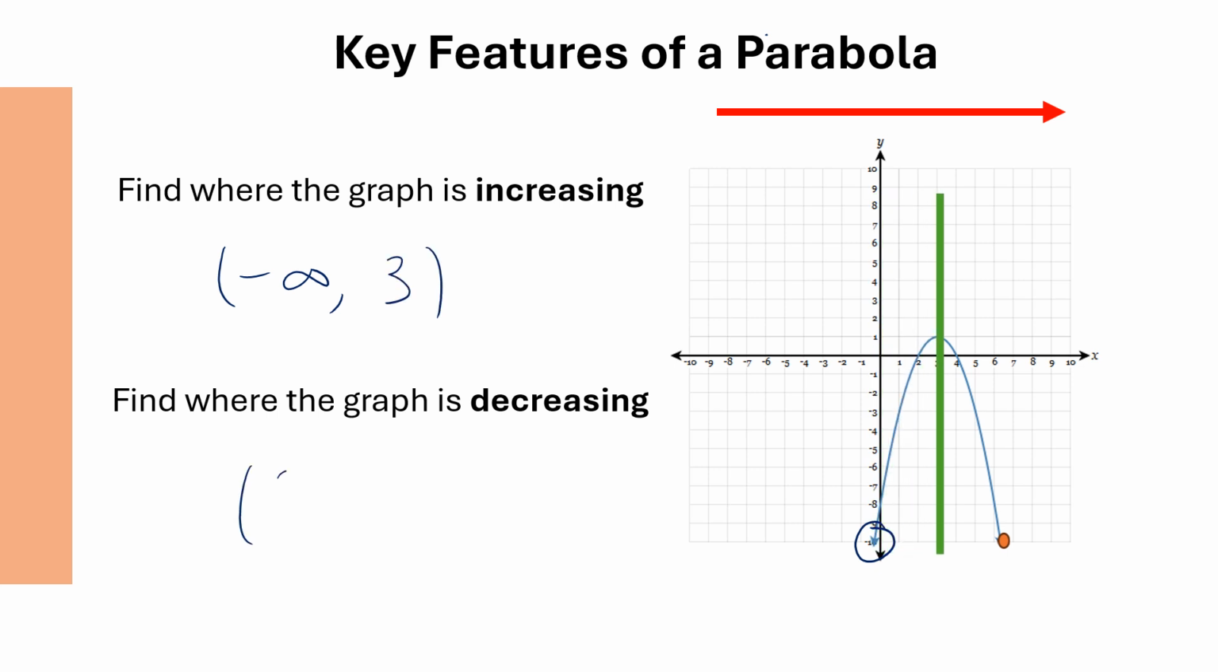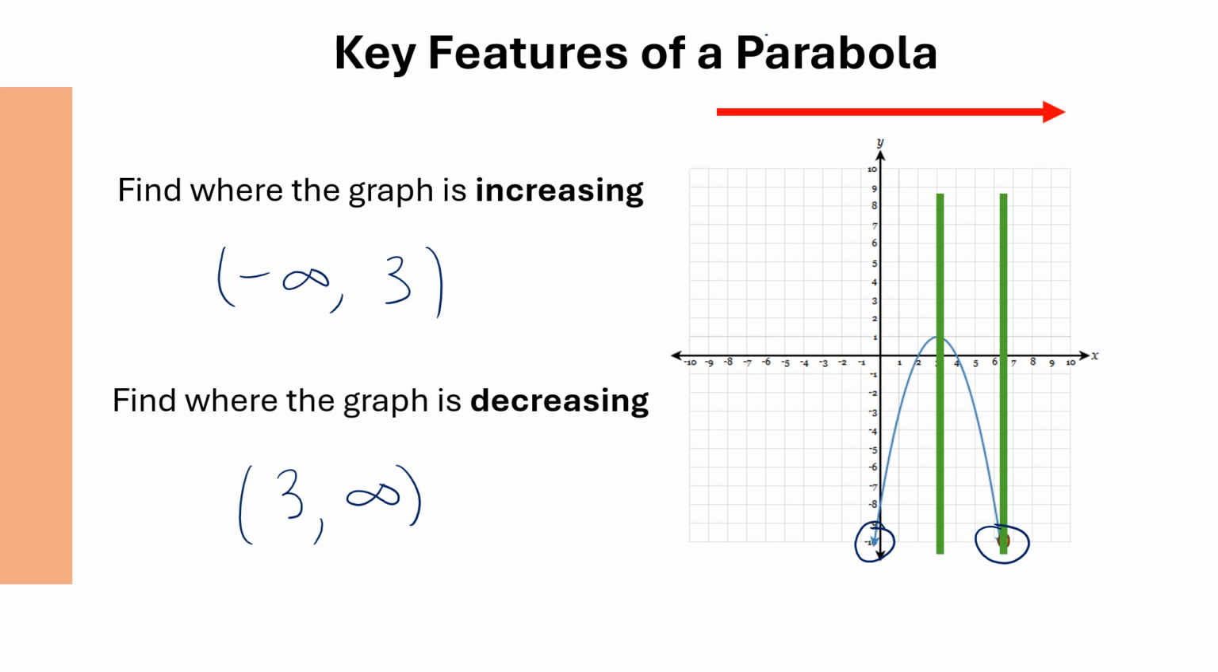And then after 3, for the decreasing, the graph goes down. And again, it stops at an arrow, so that means it continues. So your domain is going to go to positive infinity, because your x values are getting bigger as the graph goes down. And you can write your answer as an inequality.